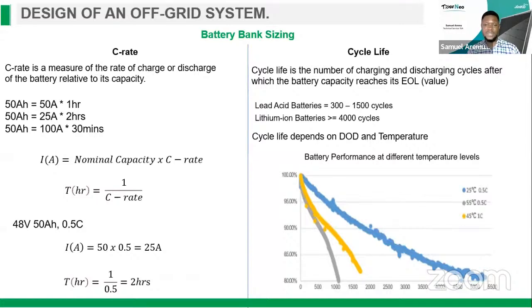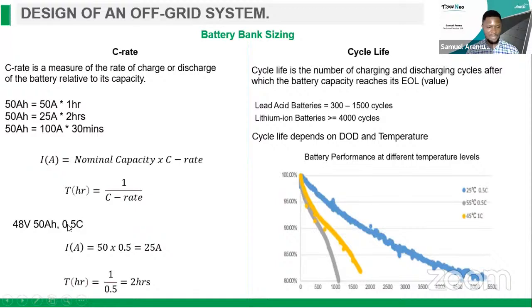So the C rate actually tells you the amount of current the battery can discharge or can be used to charge the battery over time. Let's say you have 50 amp hour. What is the formula? How can you know how much current this battery can give over time? For current, you have nominal capacity multiplied by the C rate, and the time is 1 over the C rate.